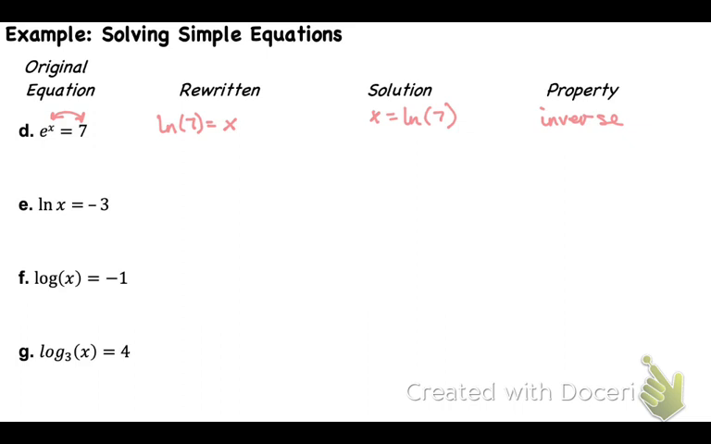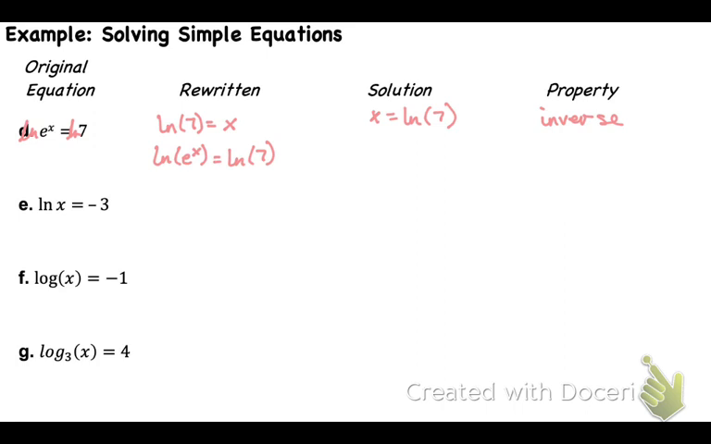Without a calculator, on your test, you are not going to have a calculator. That is how you leave your answer. Now, if you look at CalcChat or some other places, they will use the inverse property in a different way. They're going to take the natural log of both sides. So you would have the natural log of e to the x equal the natural log of 7.